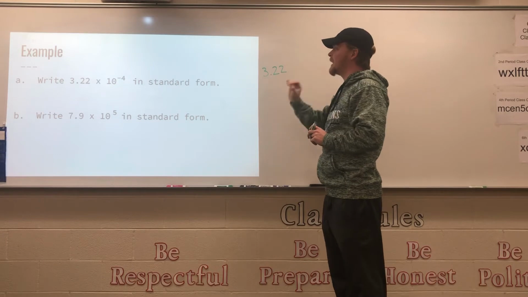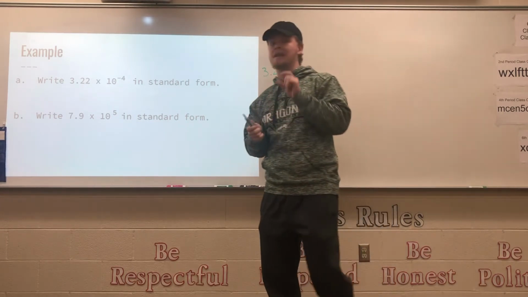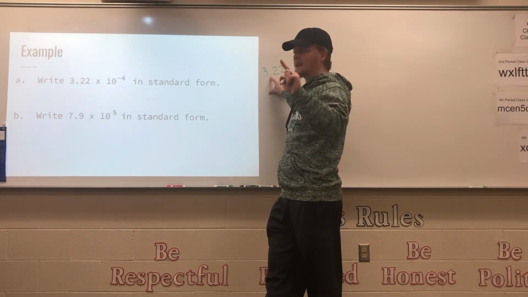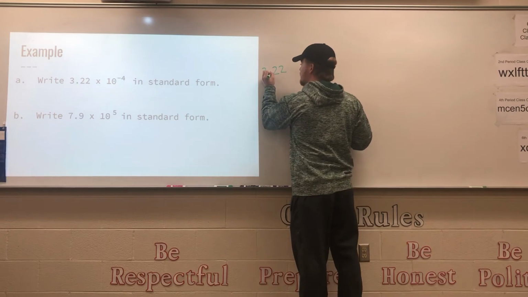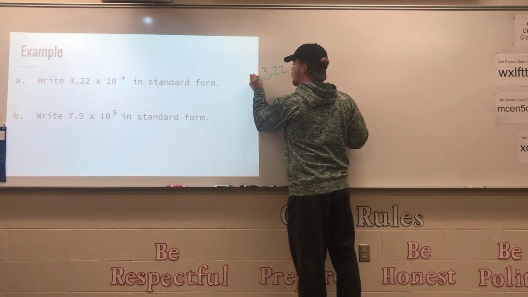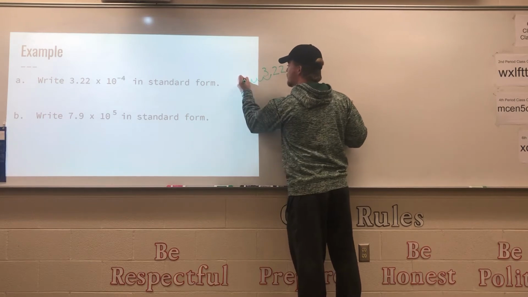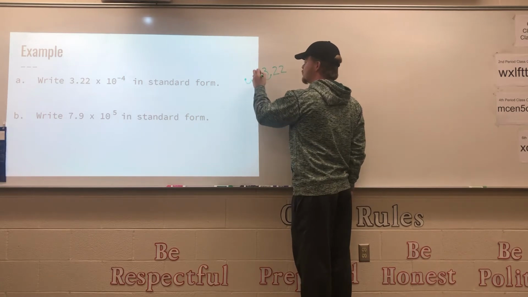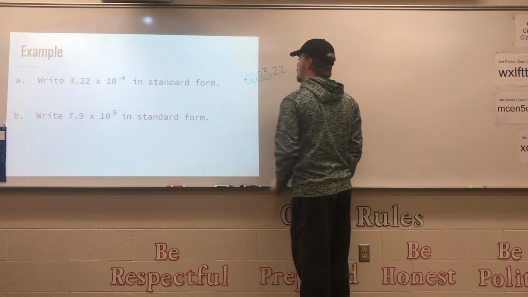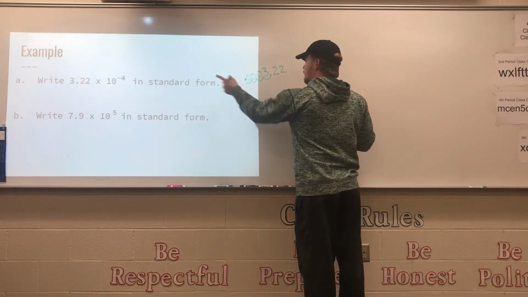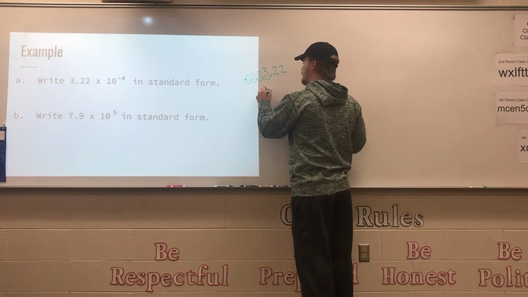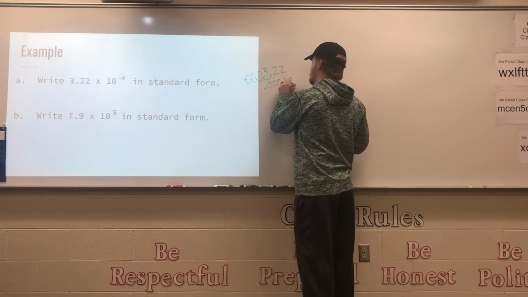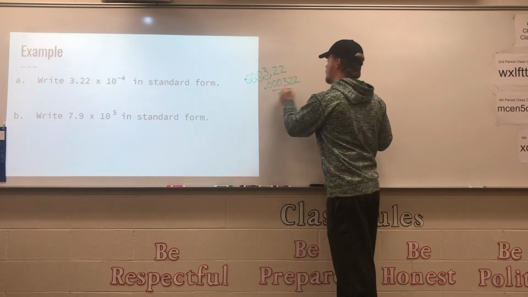So if we have an exponent of negative 4, remember, if it's negative, you take that decimal point, which is here, that many spots to the left. So I'm going to go 4 spots to the left: 1, 2, 3, 4. And here is my new decimal point. Then remember, if you have empty spaces, you just fill those in with zeros. So my answer, 3.22 times 10 to the negative fourth in standard form, would be 0.000322. So there is your answer.